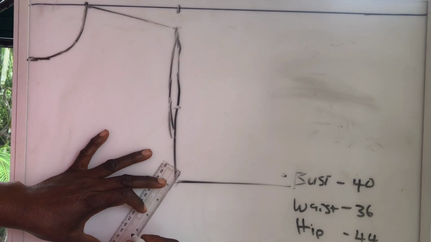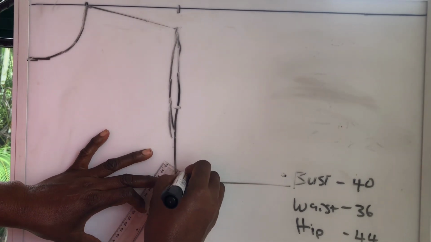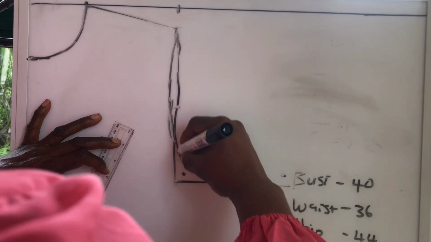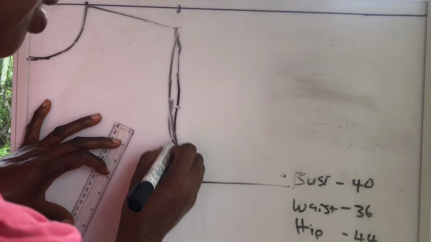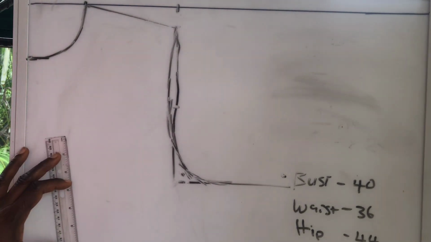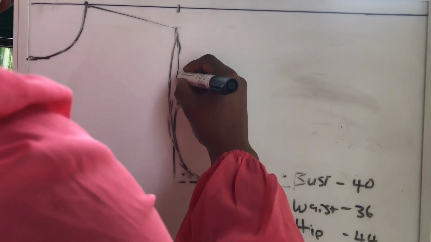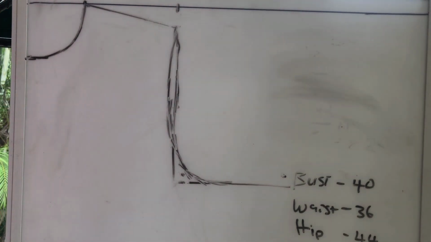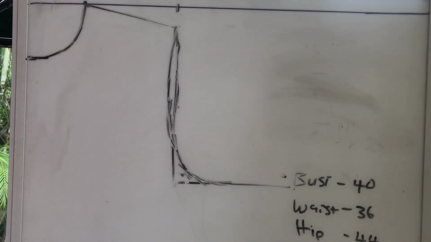You remember that I told you that when you get here, you put a guideline mark. Please guys, I'm not using a ruler, so this is not really perfect. Now you see our armhole is complete. We are done with the armhole. We are not coming back here.